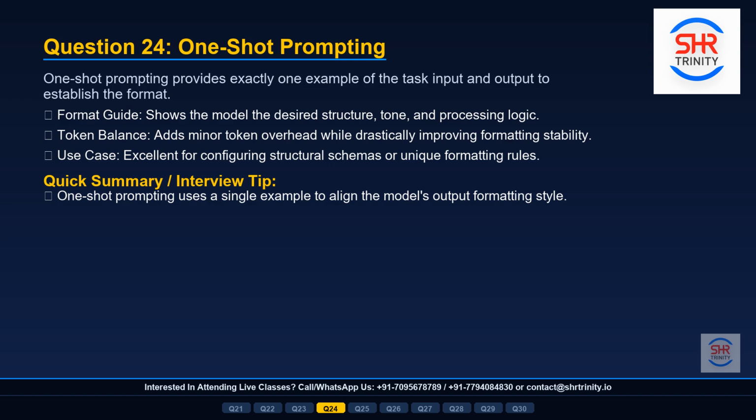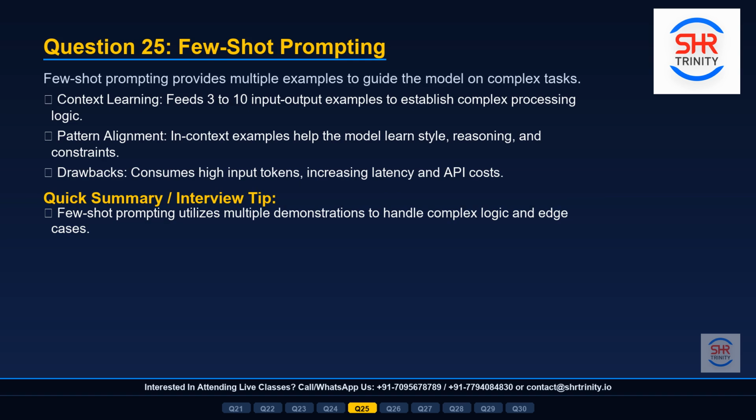Question 25. What is few-shot prompting? Few-shot prompting goes a step further by providing multiple input-output examples, typically 3 to 10, within the prompt context. This is particularly useful when the task requires specialized logic, complex data structures, or when the model must follow strict stylistic guidelines. The model analyzes these examples to capture the patterns and formatting rules. While few-shot prompting significantly improves the accuracy of outputs and helps handle edge cases, it consumes more input tokens, which increases API transaction costs and latency.